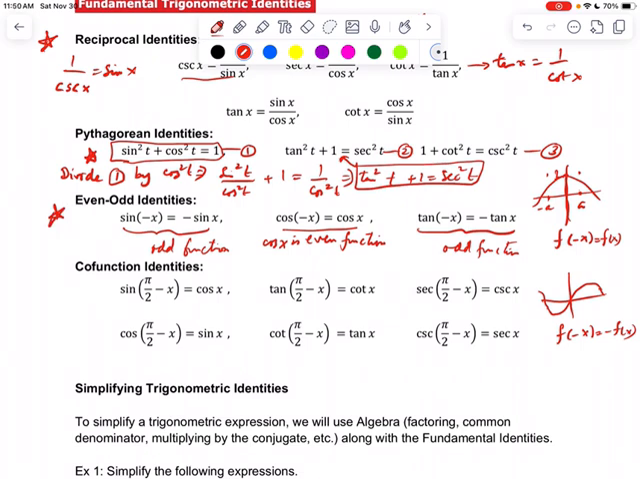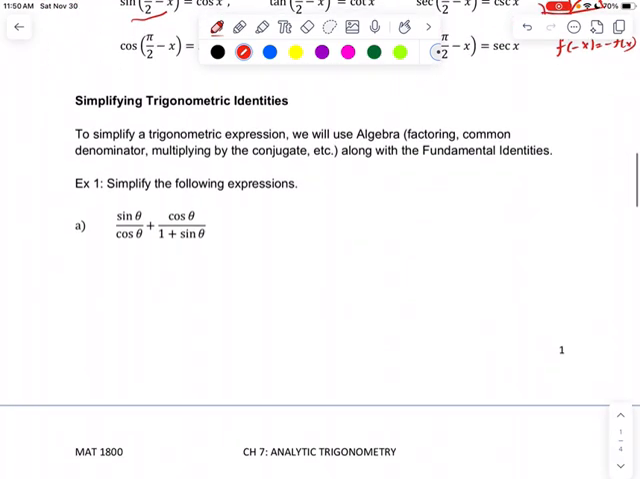Now these co-function identities, I would not recommend that you memorize them. There will be a formula later in this chapter that you can always use to get from the left side to the right hand side. Okay.